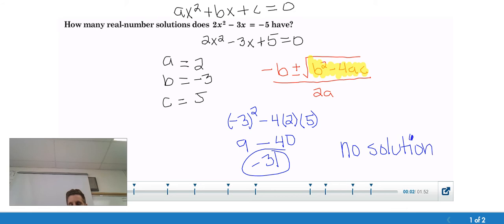And if you think about it, this makes sense. That means basically this whole answer is the square root of negative 31. And what's the problem with having a negative under the square root? Well, the problem is you can't take the square root of a negative, so we have no real solutions. So this graph might look something like this, where it never hits the x-axis. We have no roots, x-intercepts, solutions, or zeros. Okay? Let's look at one more.